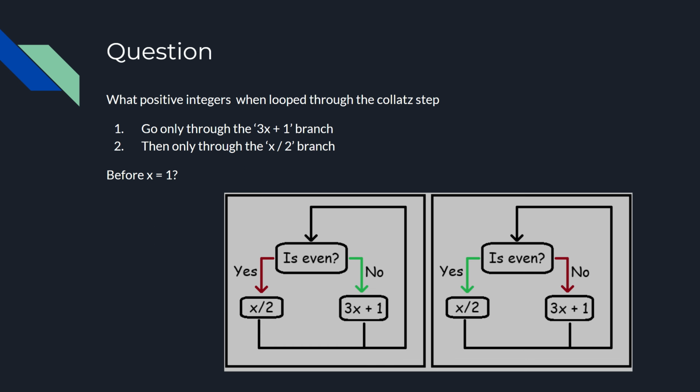So my question is, what numbers can we put into this Collatz function which go only through that 3x plus 1 branch, so they go up very big, and then go only through the division by 2 branch, so they go all the way down?